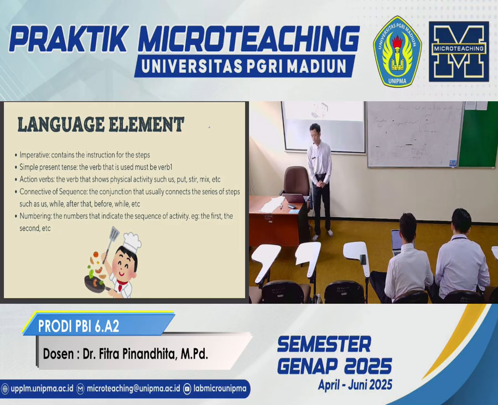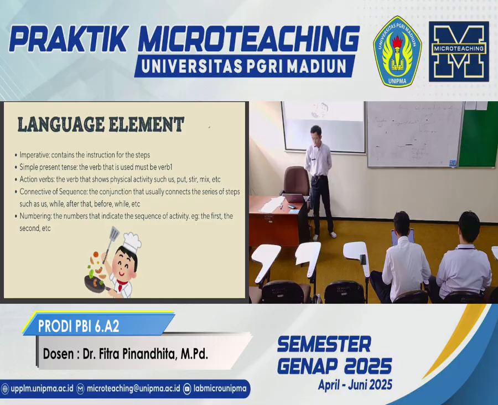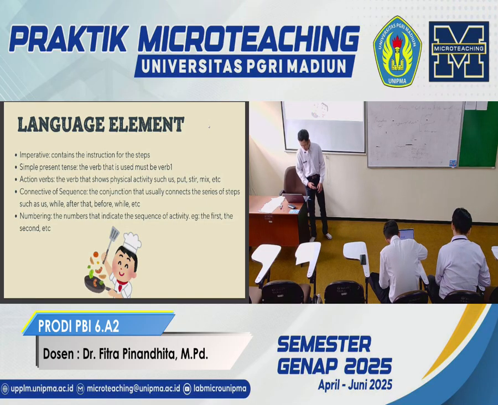Kemudian simple present tense. The verb that is used must be verb 1. Jadi menggunakan verb 1. Kemudian action verb. The verb that shows physical activity such as put, stir, mix, etc. And then connective of sequence. The conjunction that usually connects the series of steps such as while, after that, before, while, etc. Selanjutnya, numbering. The number that indicates the sequence of activities. Example, the first, the second, etc.